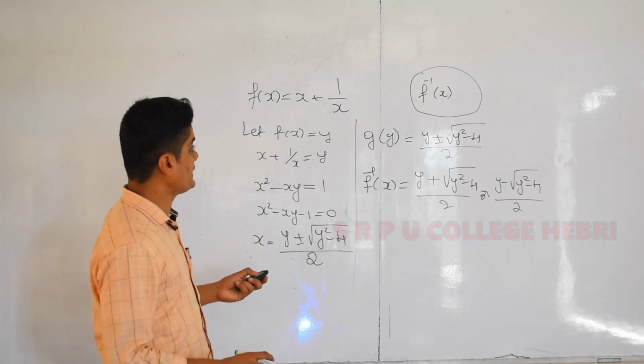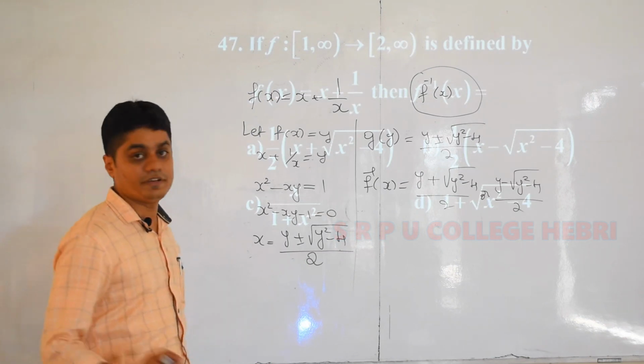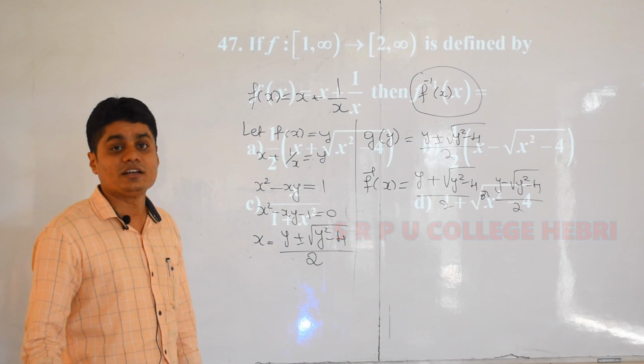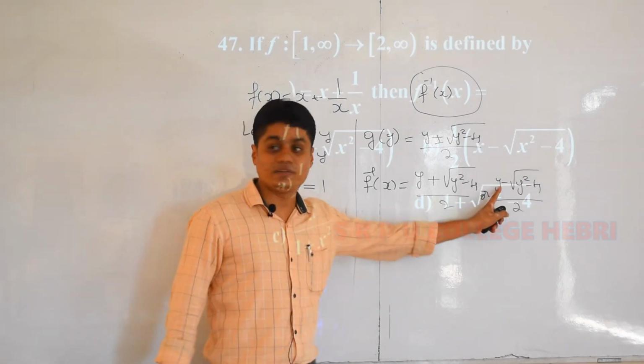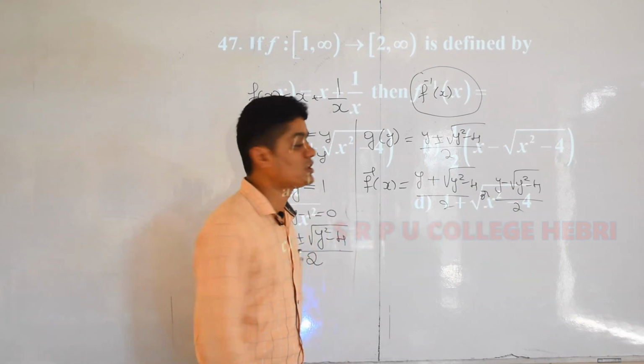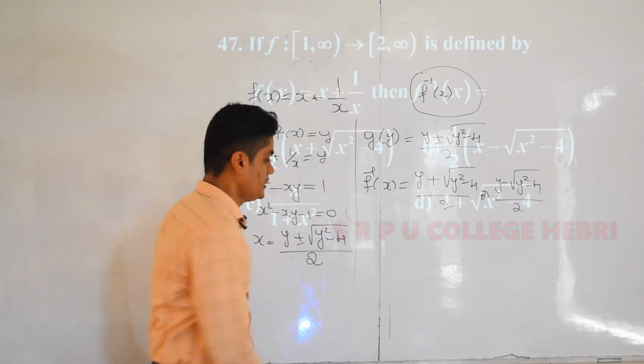So what is the function actually? Function from [1, infinity) to [2, infinity). For both intervals, the domain and codomain, there are no negative numbers. So the y minus case will give a negative answer. So this is not allowed. Remember, this is not allowed because of this domain and codomain. So which is the right answer?